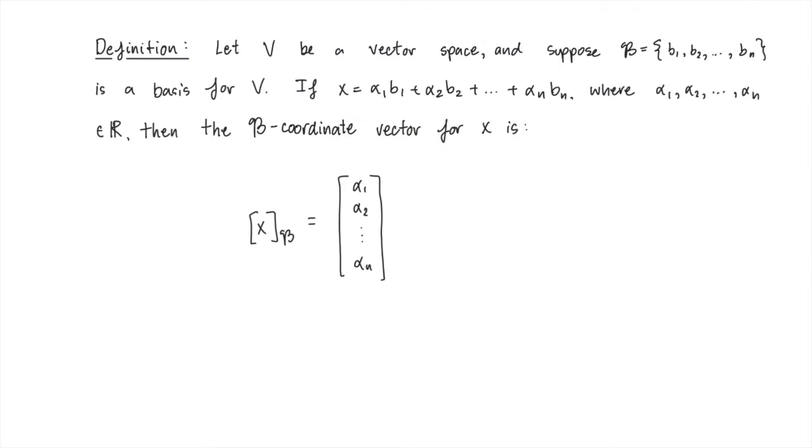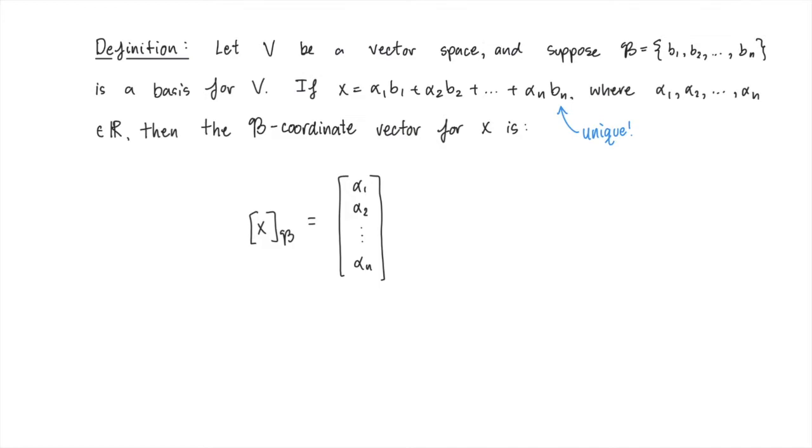Okay, so we'll begin with the following definition. Suppose that V is a vector space, and B, consisting of elements b1, b2, all the way up to bn, is a basis for V. Consider an element x in V. Since B is a basis, for some real numbers alpha 1, alpha 2, all the way up to alpha n, we can write x as equal to alpha 1 times b1 plus alpha 2 times b2, all the way up to alpha n times bn. In fact, this representation is unique.